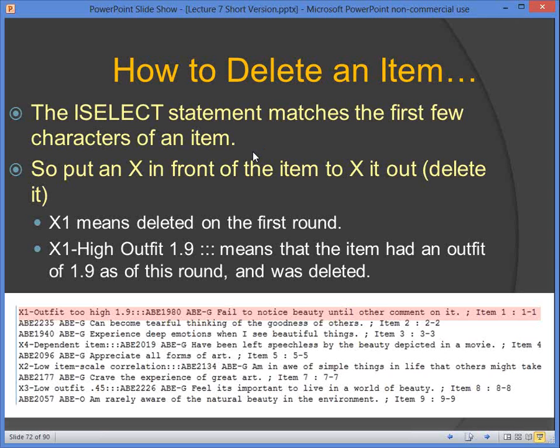Okay? And then for the next round of item selection, I would put X2 dash dependent item, or I might put X2 dash low item scale correlation, or X2 dash disordered categories, or X2 dash narrow item, meaning that the empirical item categories were too narrow. So there are a variety of different reasons why you could delete an item, and you can enter these reasons directly into the command file.